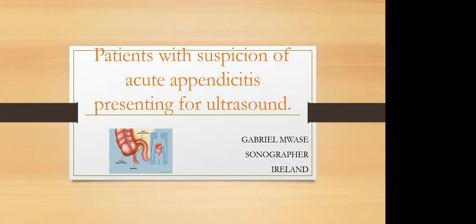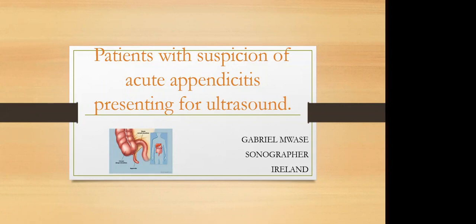Okay, so this presentation is about a patient with suspicion of acute appendicitis presenting for ultrasound. I decided to choose this topic because there are so many ways appendicitis is identified in radiology. We have the ultrasound, the CT, the MRI, but I decided to choose ultrasound because it is locally available and cheap, and it's something we take for granted. Sometimes a patient comes for ultrasound and is told, oh no, don't do ultrasound, just go for CT, it's easy.